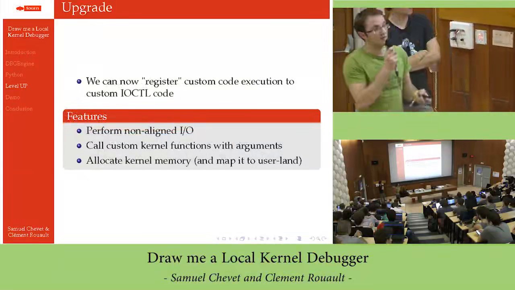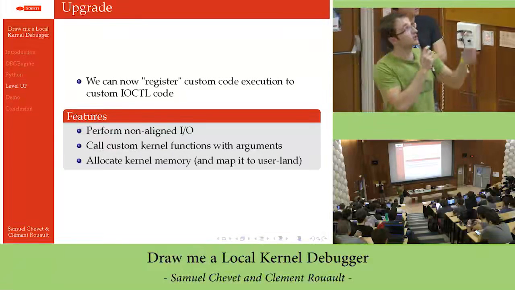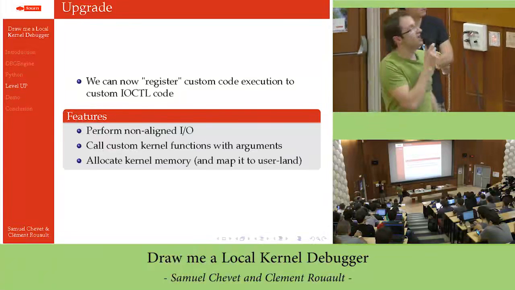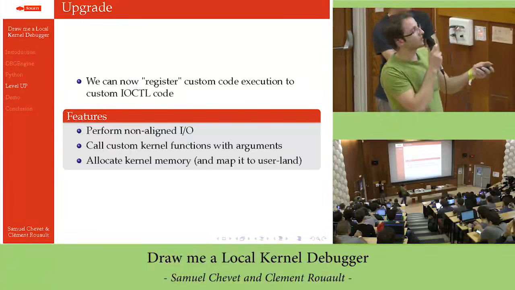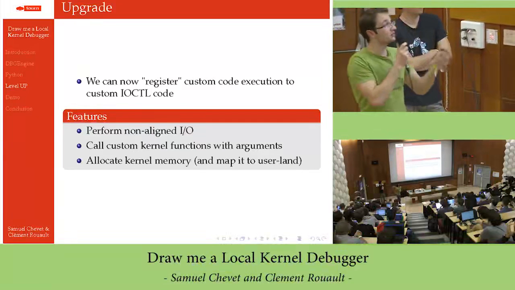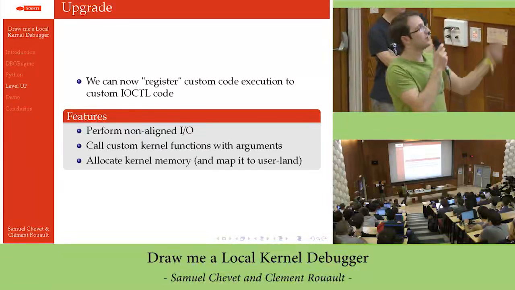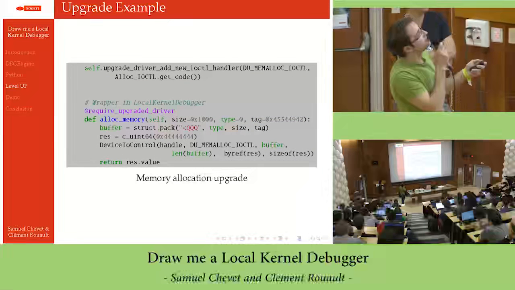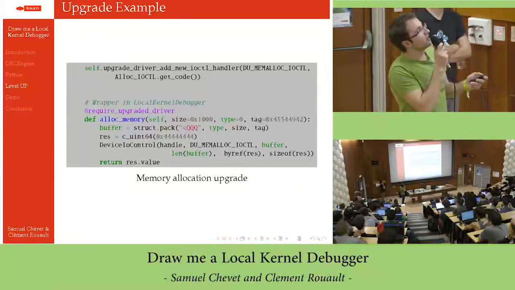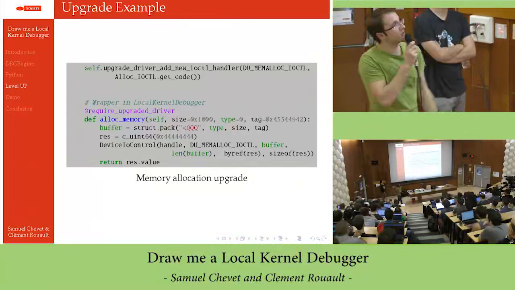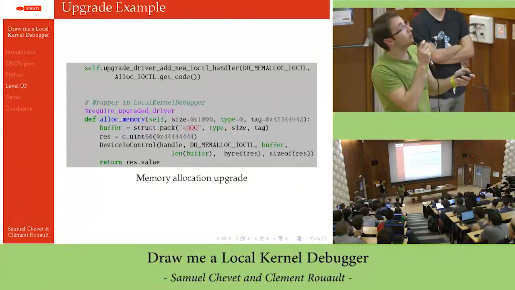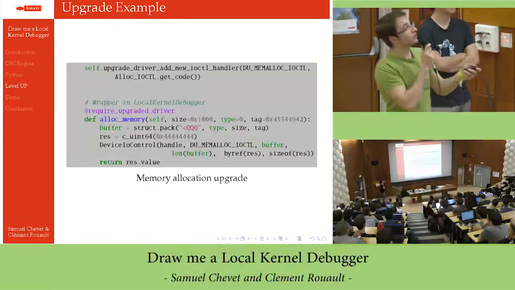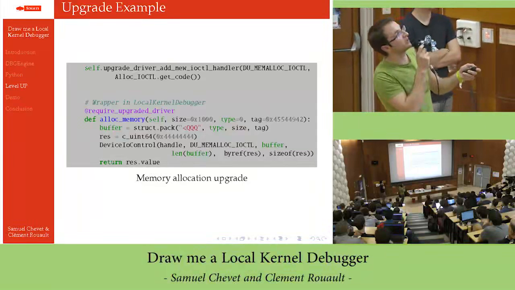So what we have now is the ability to register custom code execution in kernel for a given IOCTL code. With that, we can implement the non-aligned I/O call, the call of custom kernel functions with arguments, or allocate kernel memory, and why not map it to userland. For example, we have our upgraded driver, and we will add a new IOCTL handler, this is the number of the handler, and this is our code that will be injected in kernel and called when we call something with the dummy malloc IOCTL.